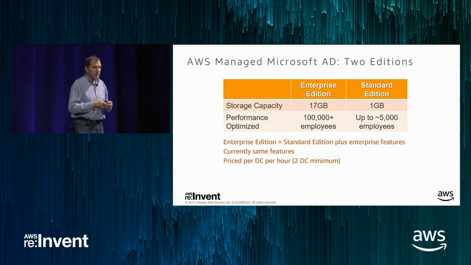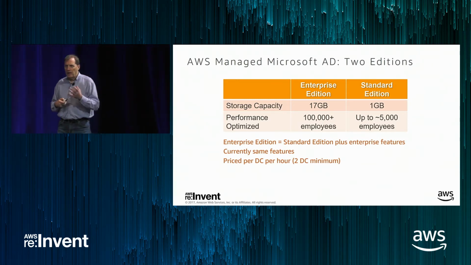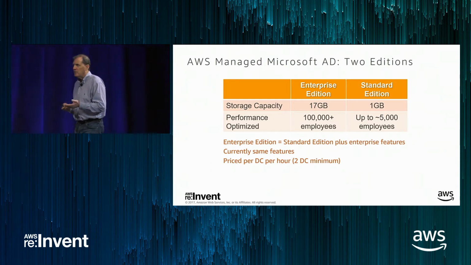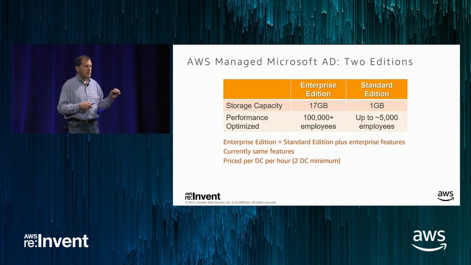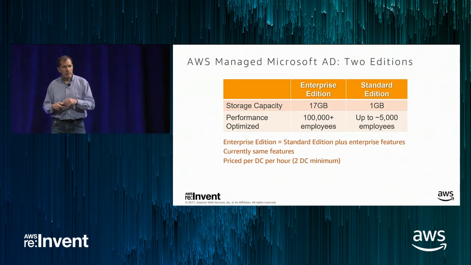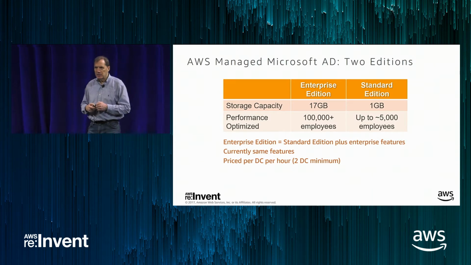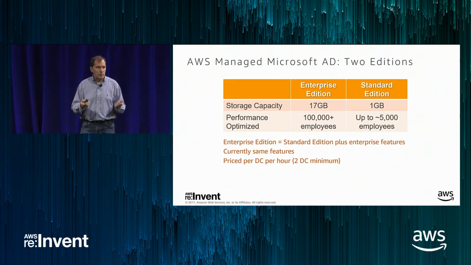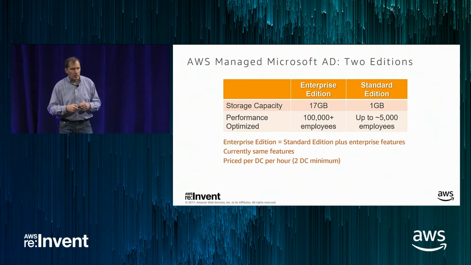And both of these products are priced per domain controller per hour. We have to have a minimum of 2 DCs. So in, I think it's US East, the pricing on the Enterprise Edition is 20 cents per hour per domain controller. So it's a minimum of 40 cents an hour, and then it goes up in 20 cent per hour increments by DC. For the Standard Edition, it's 12 cents an hour for the 2 domain controllers you get when you do your install, and 6 cents an hour for each DC after that.